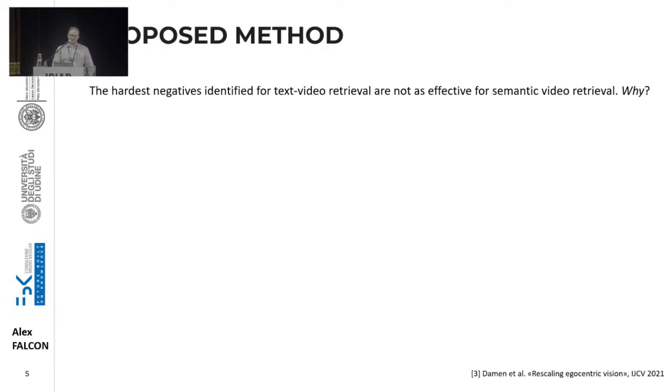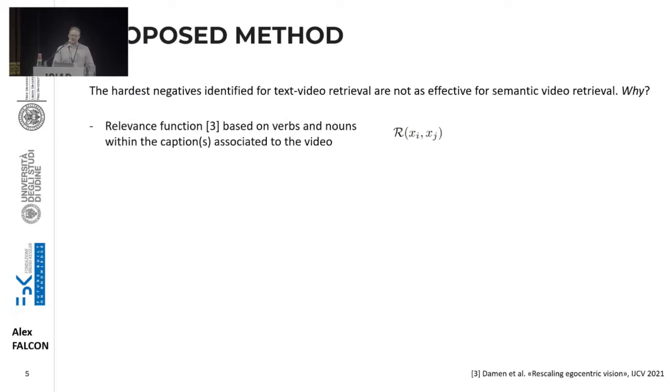So first of all, what we observe here is that the typical methodology used for text-video retrieval does not transfer well to semantic text-video retrieval. To understand this, we want to look at two additional notions. One is a relevance function, which is a function that gives us a percentage telling us how close two captions or videos are from a semantic point of view, and this is typically implemented by looking at the verbs and nouns found within the caption. We also introduce a threshold tau, which we use to separate, in our definition, the relevant from the irrelevant content.